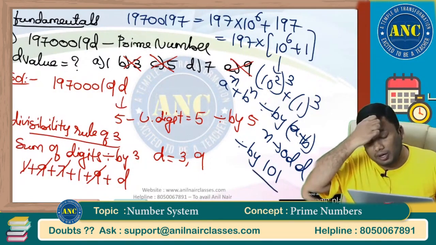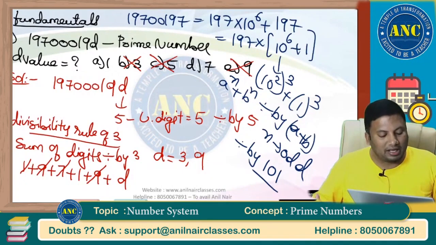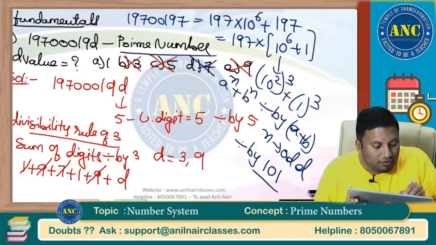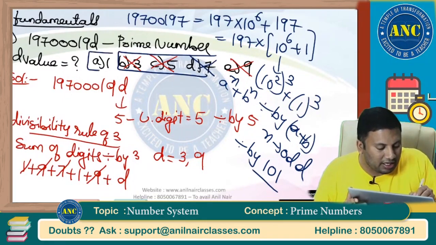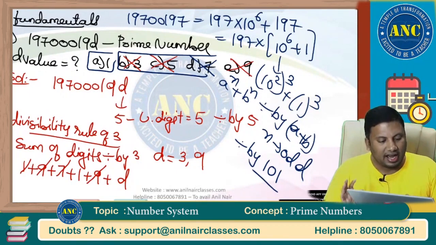Any number divisible by 101 will become a multiple of 101. So 7 is out. 3 options are out. Remaining is 3, or none of these. So option A is the answer. I hope it is clear.